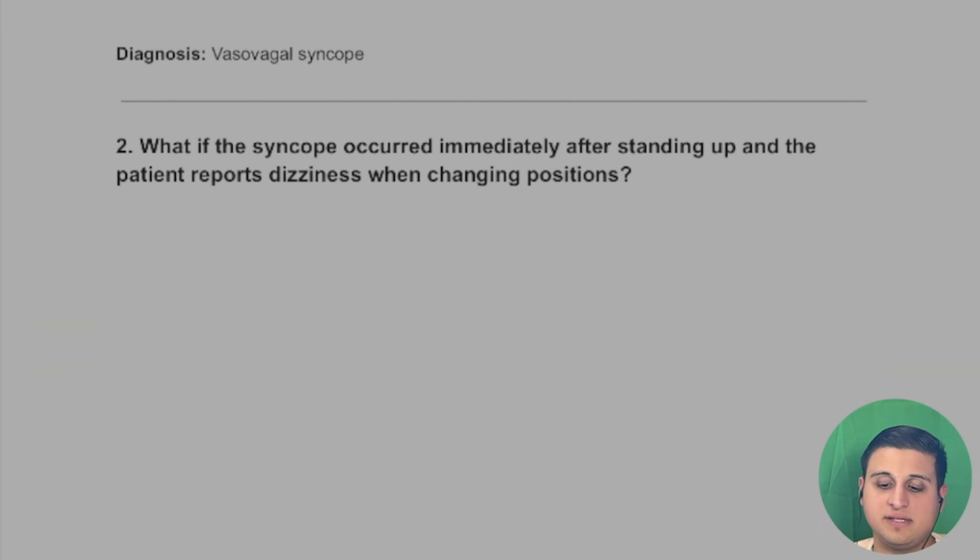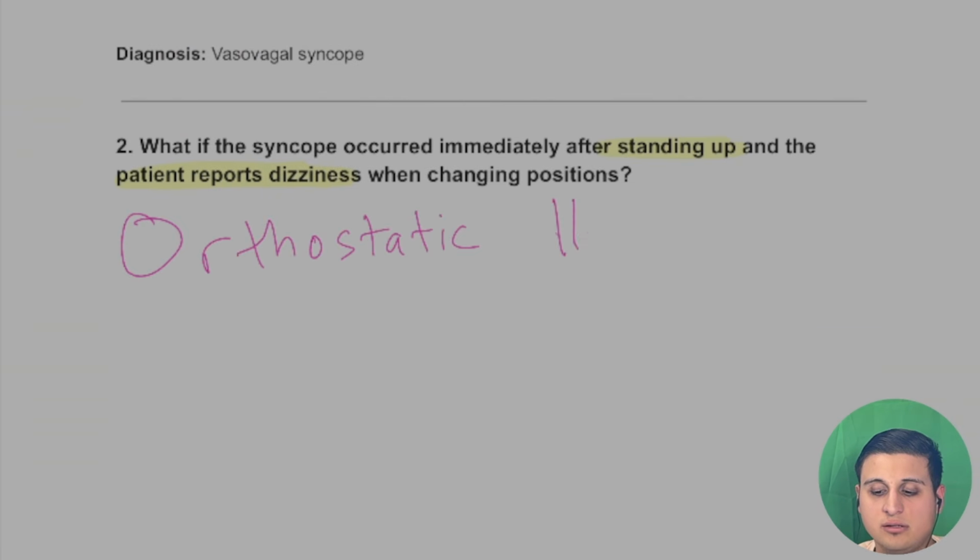Moving on to our next cause of syncope. What if it occurred immediately after standing up and the patient reports dizziness when changing positions? Well, now this patient might be having some sort of orthostatic hypotension on this differential, right? Or maybe some sort of issue with blood flow actually getting to the heart, or sorry, to the brain. If it was something like aortic stenosis, we would actually see more things on exam. But let's just say we only saw syncope occurring after standing up and then the patient reporting dizziness. Then this is probably going to be something a little more simple like orthostatic hypotension. And maybe it's related to one of the drugs they're taking, right?